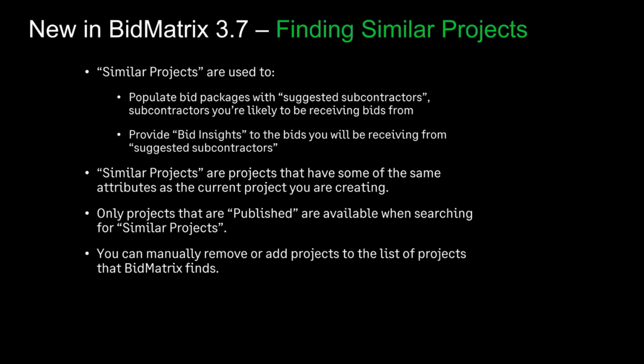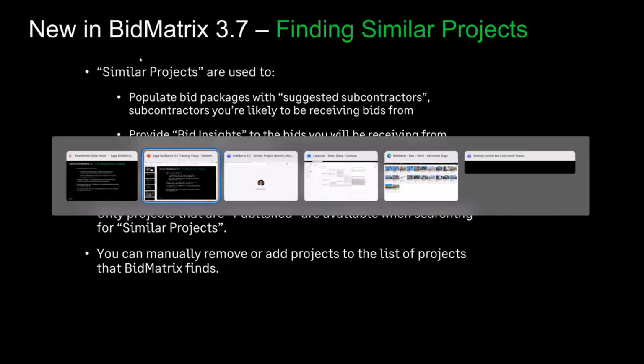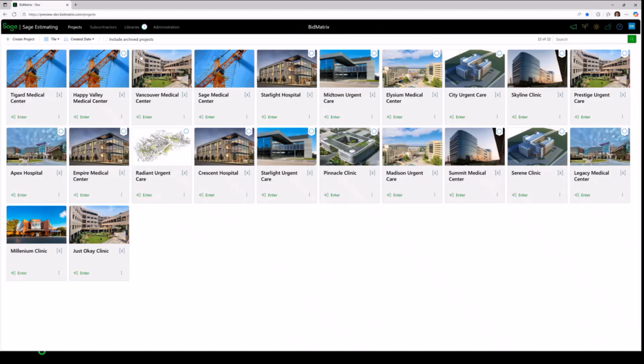You can manually remove or add projects to the list of projects that BidMatrix finds. So when BidMatrix searches your portfolio of past published projects, looking for those similar projects, you can actually add projects to the list that it finds, or you could find certain projects that maybe were outliers that you don't want to be used to provide bid insights and your list of suggested subcontractors. So having said that, let's take a look at what we've got here.